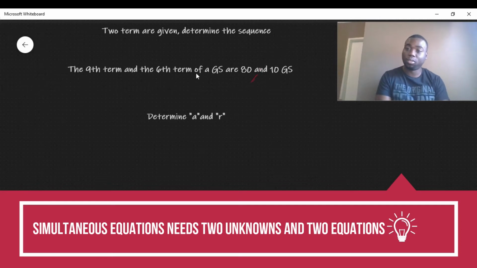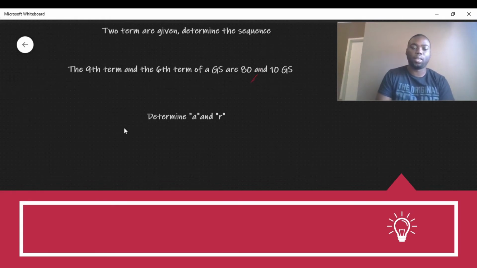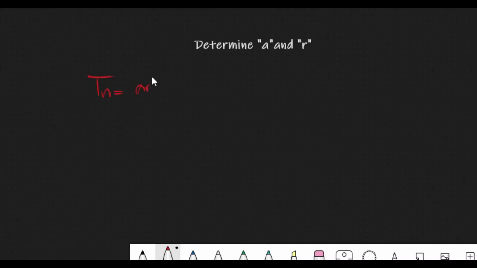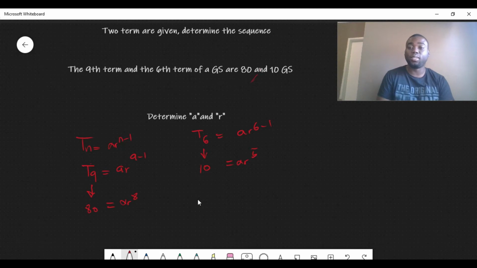Now, for you to use simultaneous equations, you first of all have to have two unknowns. Check. Secondly, those two unknowns must give you two equations. Double check. So for that reason, simultaneous equations can be used. Okay, so what do I mean by this? This is what I'm going to do. I'm first of all going to put all this into the Tn formula. So this is the formula you're going to use, and I'm going to put this into the simultaneous equations.